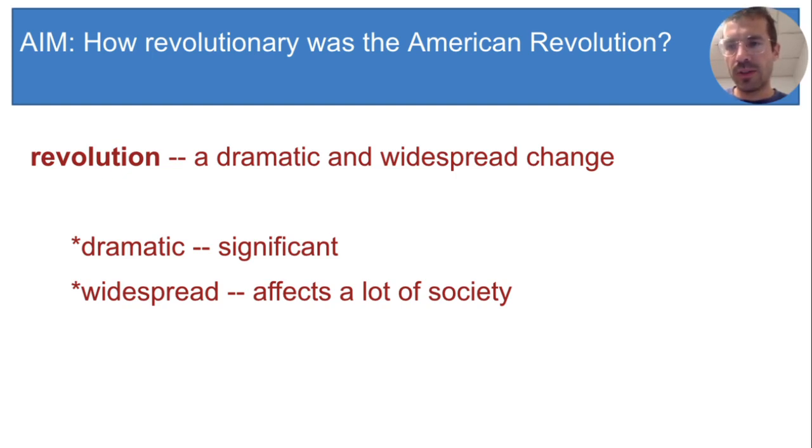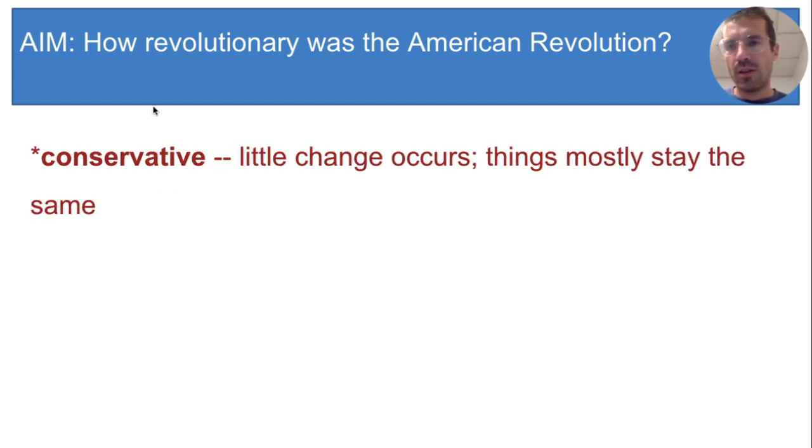The question I want you to think about in this video is, can we say that the American Revolution was a revolution? Did it cause dramatic and widespread change? Let's look at two opposing viewpoints. The first viewpoint says that the American Revolution was conservative. Conservative means that things don't change very much. They mostly stay the same. So conservatives argue that the American Revolution wasn't much of a revolution because not many things changed.